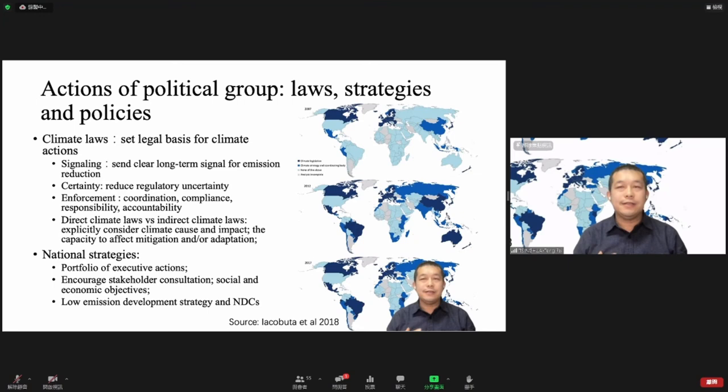The example is the NDCs. We discussed that China and other countries submit NDCs to the United Nations and also submit low emission development strategies. Those are examples of national strategies. The red figures show the evolution of the progress of those actions from 2007 to 2017. And you can see more and more countries pass climate laws and also adopt national strategies, including China as one example, and also many other Asian developing countries.